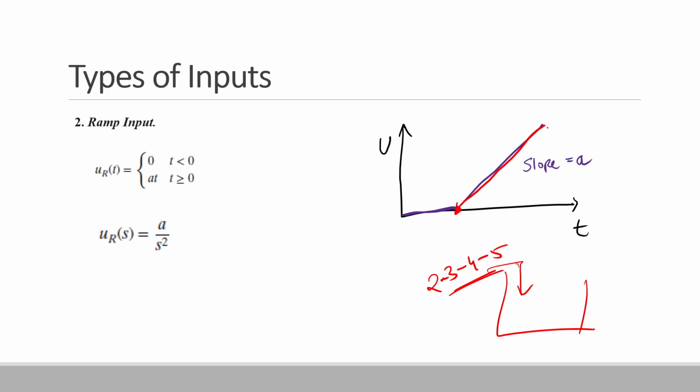That is, we can denote it by a constant slope. So such kind of input we call a ramp input. That is, for t less than 0 it is 0, or else it is at. And the transfer function of this input will become a by s square.